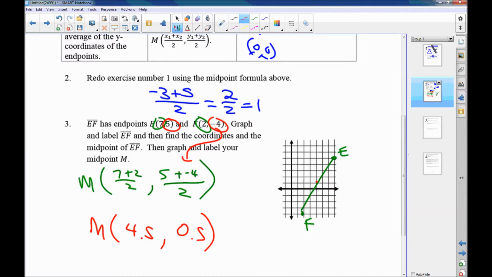So my EF is not very accurately drawn. So let's see if I can get this midpoint in the right spot. 1, 2, 3, 4.5, and 1/2 up. So it should be right in the middle there, which means EF should have gone through that red dot. Okay. All right, so hopefully you did a little better with the straight edge on your graph.